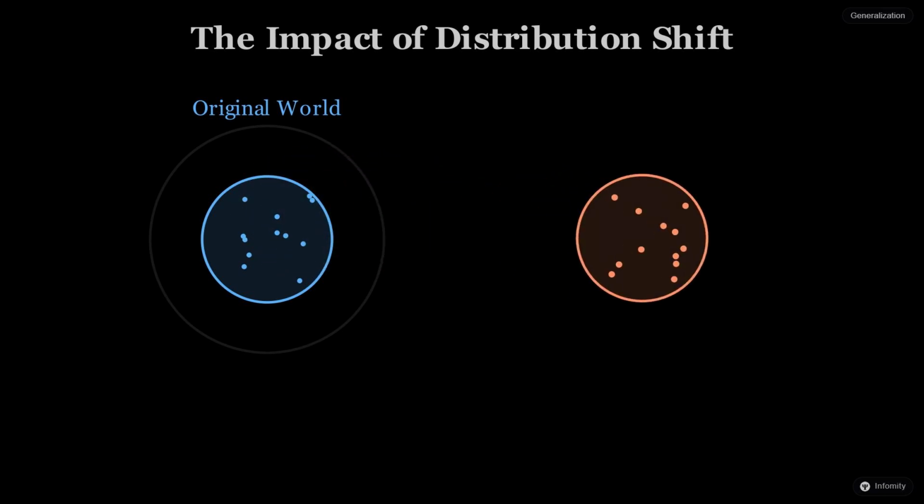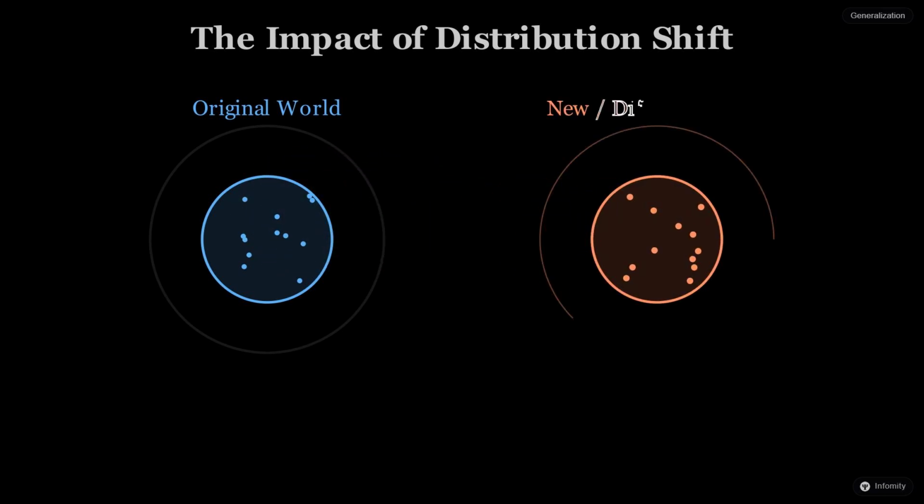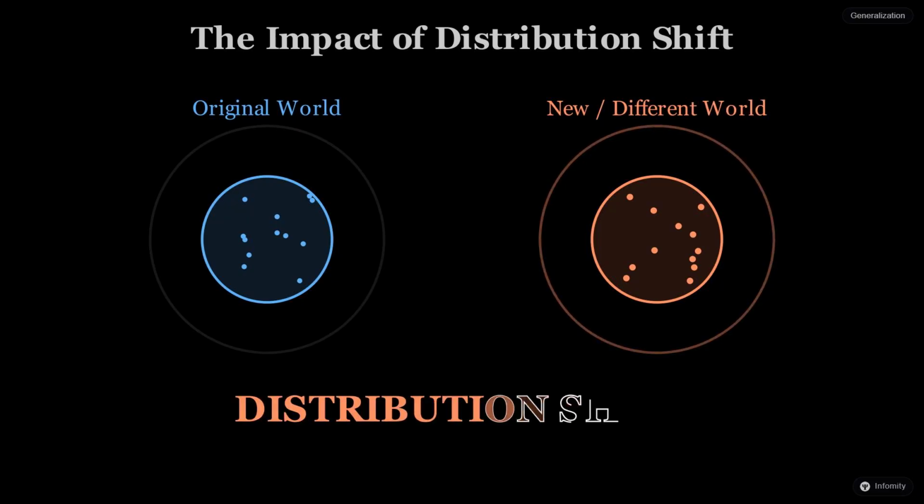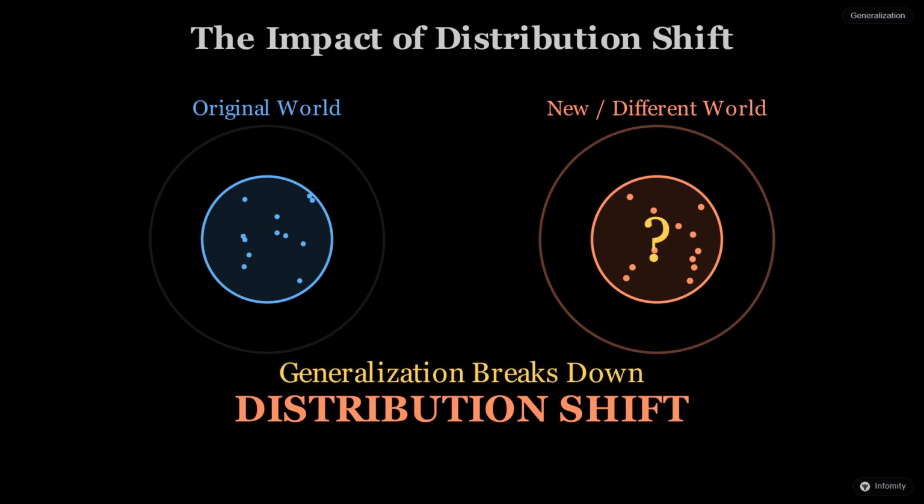What happens if the unseen data does not come from the same distribution? This is called distribution shift. Imagine our model was trained on house prices in a temperate climate, but then we ask it to predict prices for houses in a desert environment, which might have very different factors influencing price. Even if our model was just right for its original training data, it will likely make poor predictions on this shifted unseen data. The model hasn't learned the patterns relevant to this new world, leading to a breakdown in generalization.